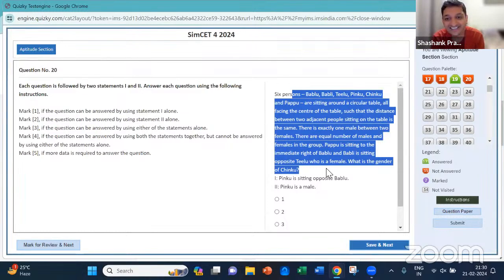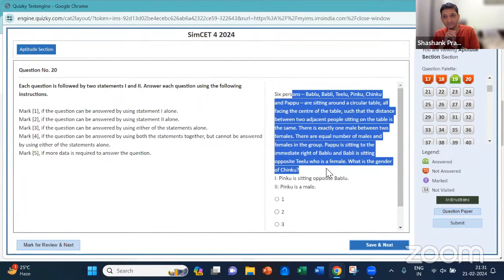Okay, exactly one male between two females, right? So if I have this kind of a thing, opposites will not be both females or both males, right? Bubbly is sitting opposite Tilu, so Bubbly is definitely a male, Tilu is definitely a female. Okay, so Bablu is definitely a male. Sorry, Bubbly is definitely a male. If Pinku is a male, Pappu and Bablu में से one definitely has to be male, and the other one is a female.